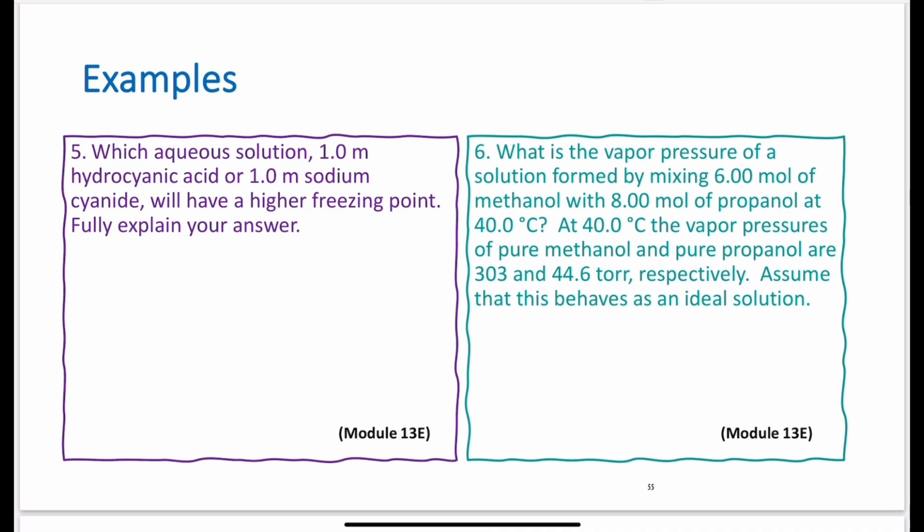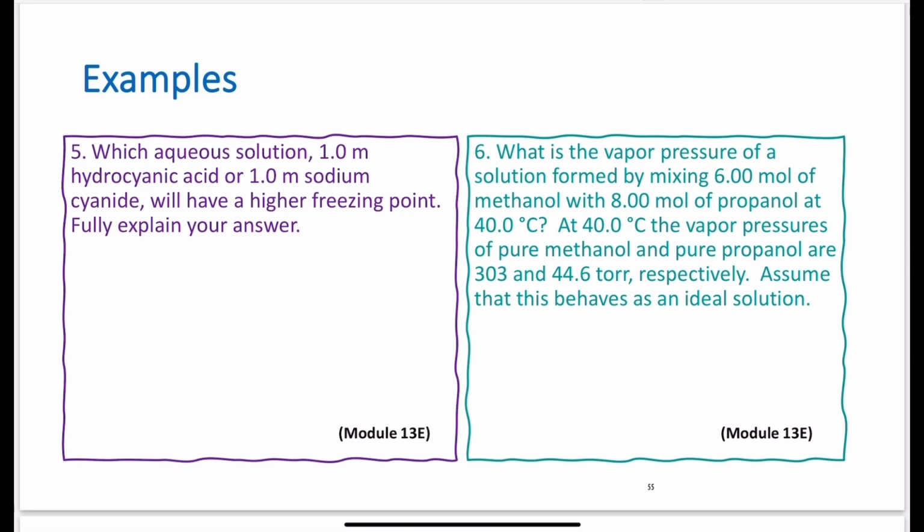Number 6. What is the vapor pressure of a solution formed by mixing 6 moles of methanol with 8 moles of propanol at 40 degrees C? At 40 degrees C, the vapor pressures of pure methanol and pure propanol are 303 and 44.6 torr respectively. Assume this behaves as an ideal solution.